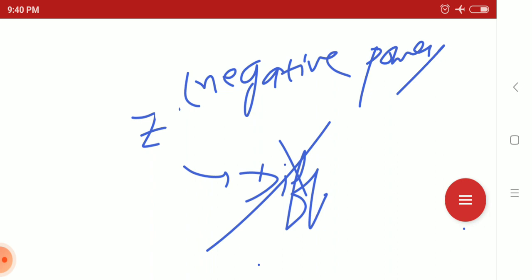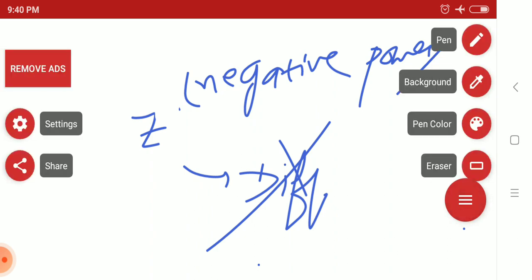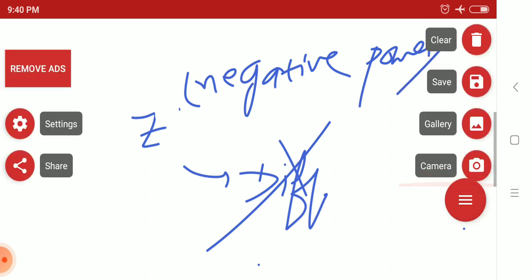That means if a function contains a positive integer power of z, then it will be differentiable at every point. But if it contains a negative integer power of z, then it will not be defined. It will not be differentiable at z.